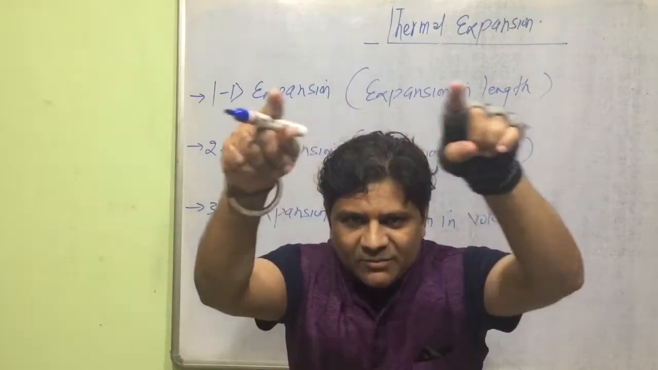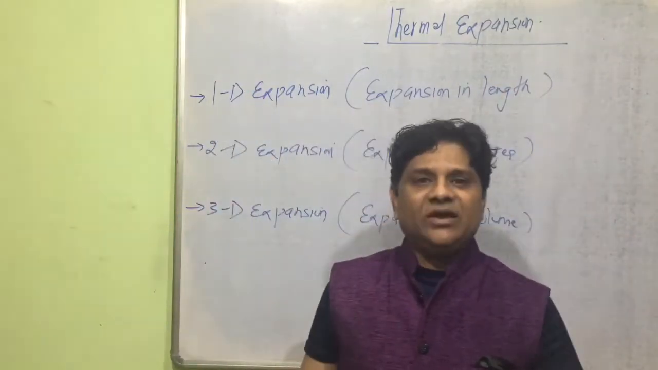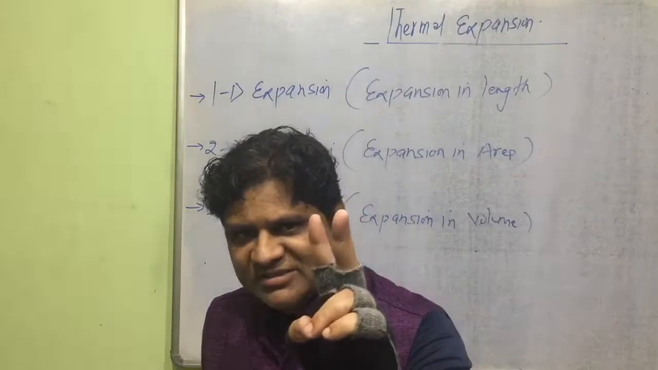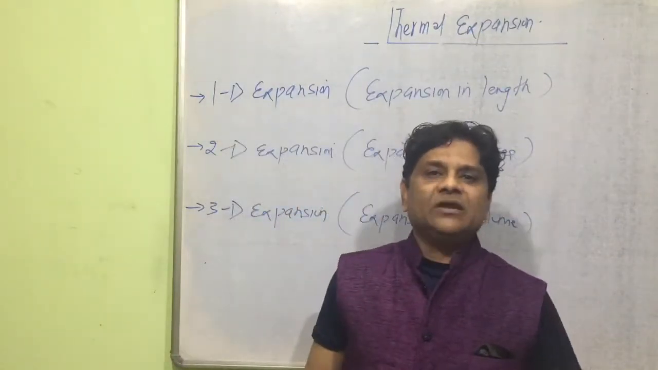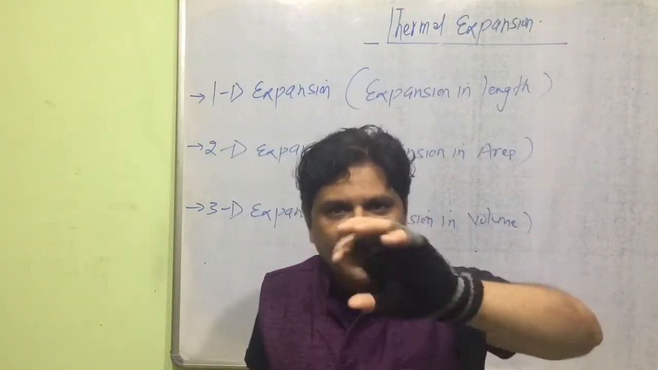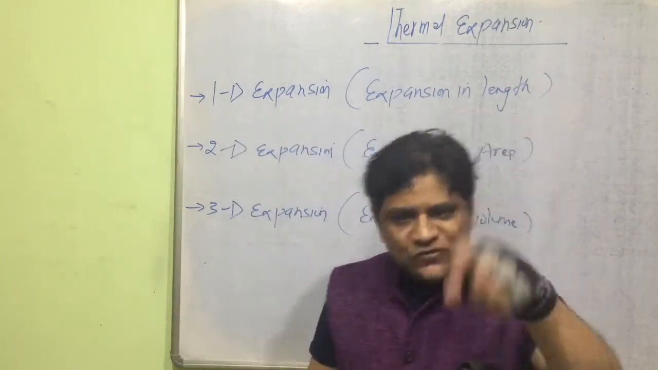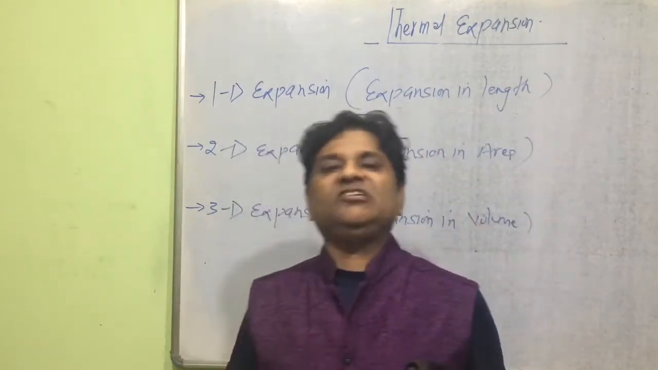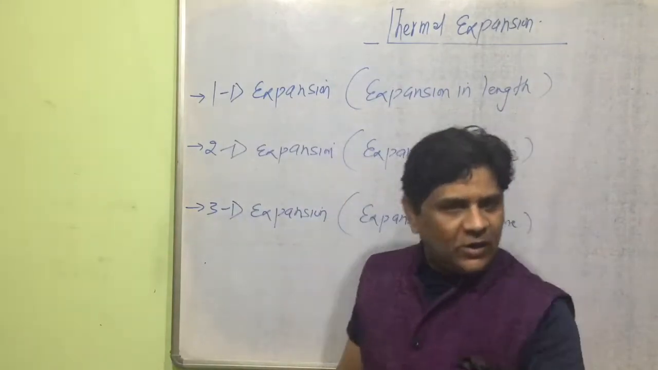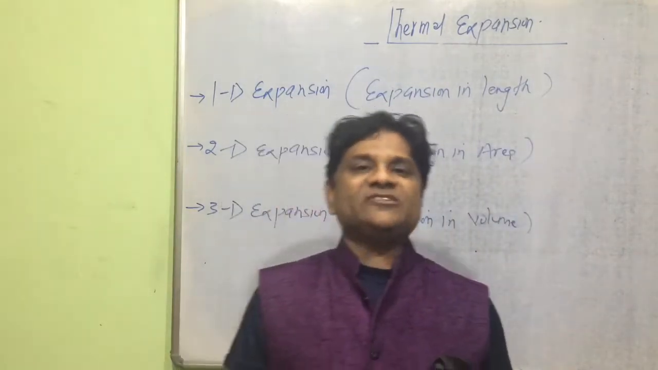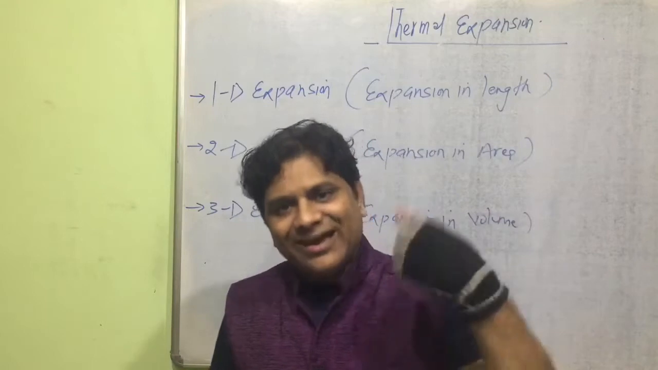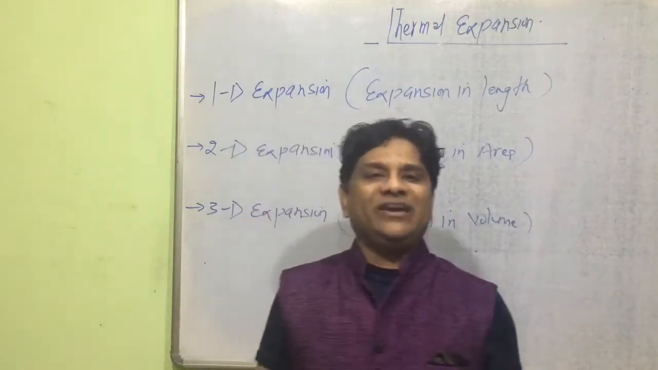In a square plate, expansion will be two dimensional. And in a solid sphere, expansion will be three dimensional. So solid possesses all three types of expansion, while liquid and gases possess only volume expansion.